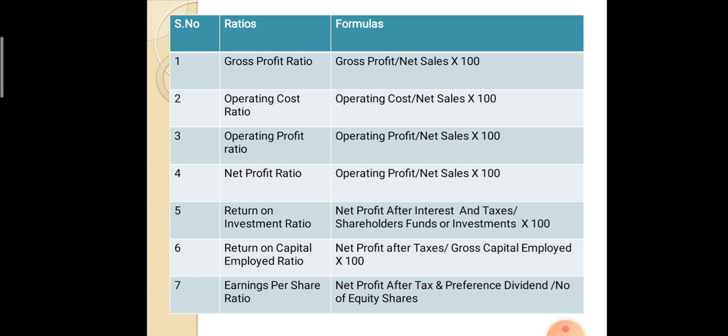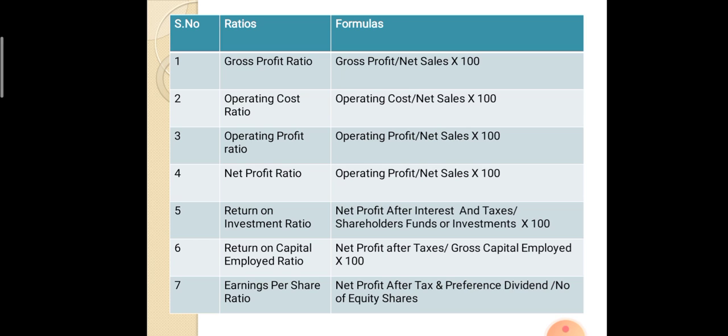So, general profitability ratios: gross profit ratio. Gross profit ratio is one of the most commonly used ratios. It reveals the result of trading operations of a business. So, it indicates to us the profitability of the core activity of the business. Here, gross profit ratio is equal to gross profit divided by net sales into 100.